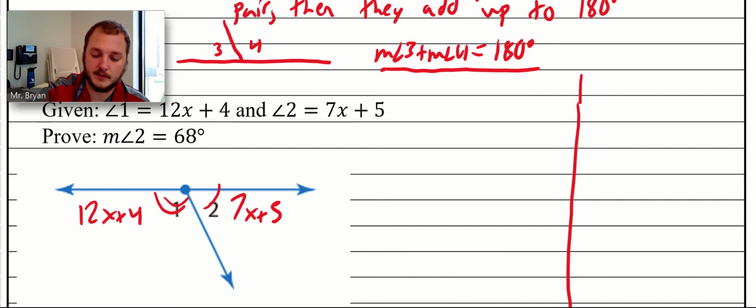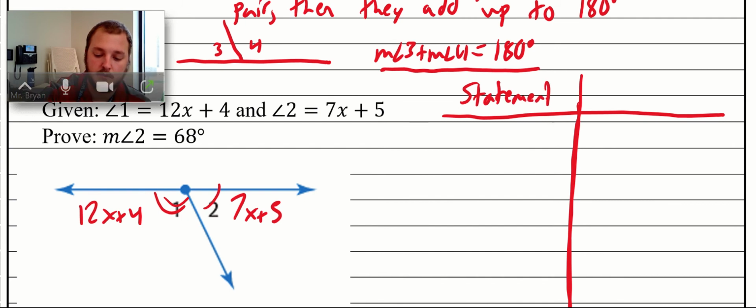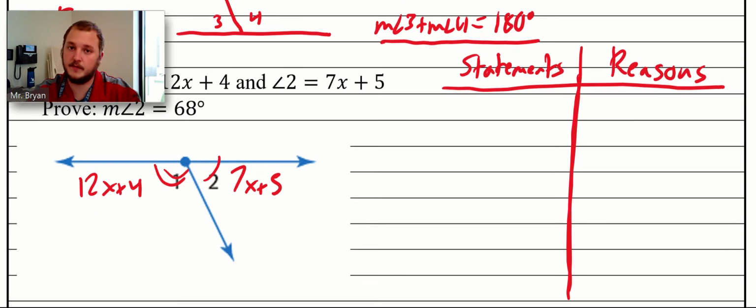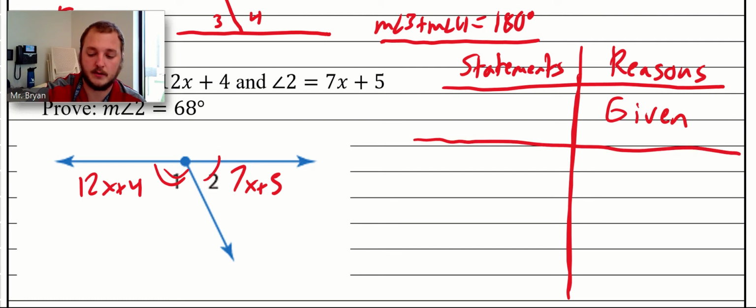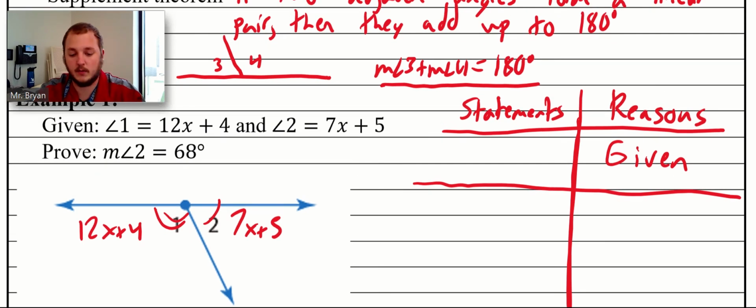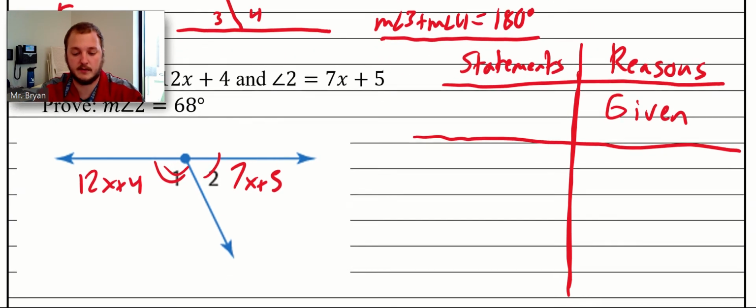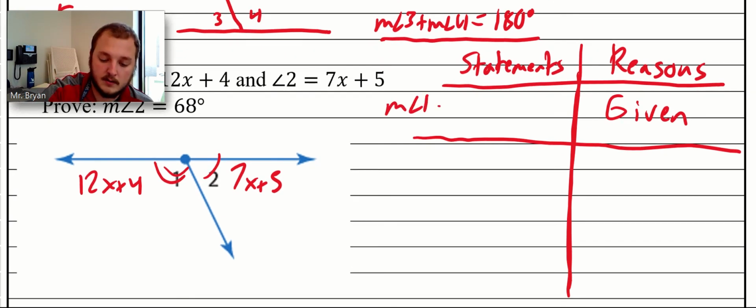Same setup as always, with statements and reasons. If we're getting more confused on proofs, which we might have seen from that last homework or lesson, the good news is we can always start with the same thing: we can always start with our given. The statements we're given here say angle 1 equals 12x plus 4, and angle 2 is 7x plus 5. So I'm just going to copy that down. I want you to write this with me here.